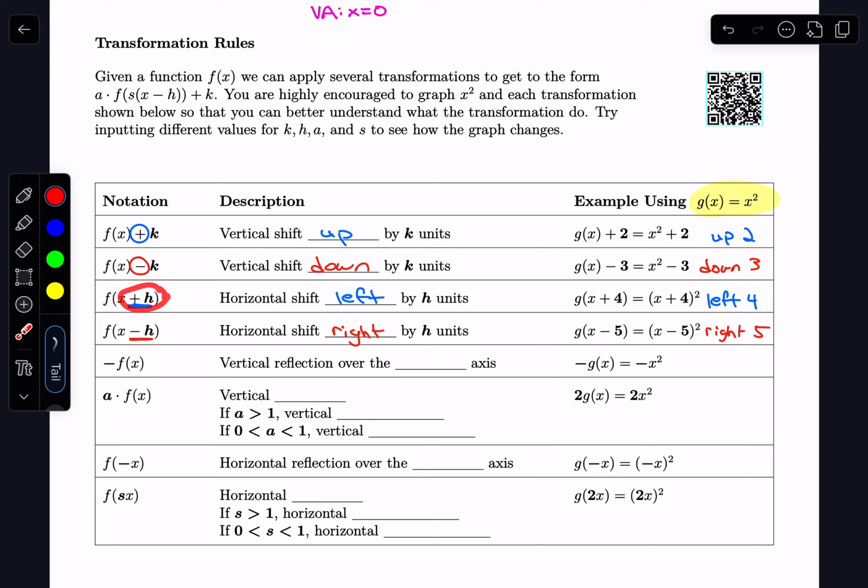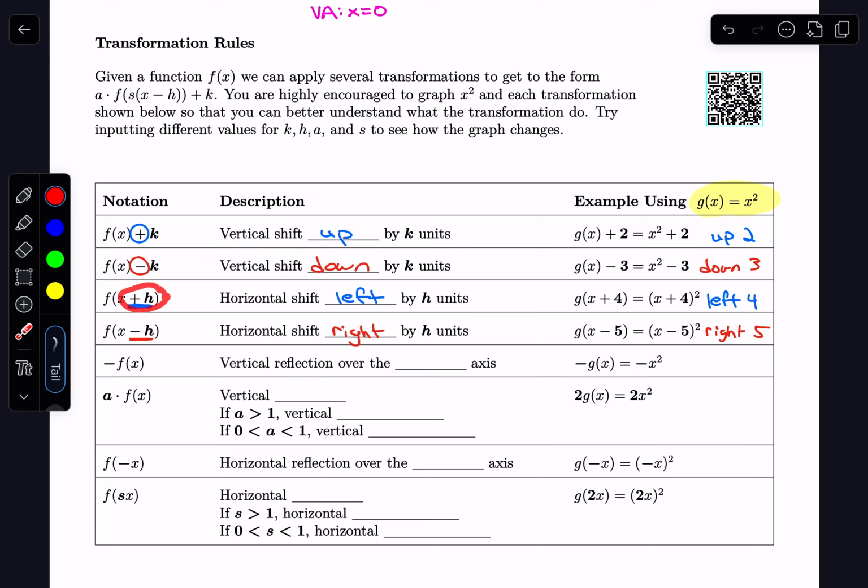This negative sign in front causes a reflection, and because it's outside of the parentheses, it's a vertical reflection over the x-axis. So we flip vertically to, instead of facing up, we face down. So on the right side, negative g of x is negative x squared. That is a vertical reflection.